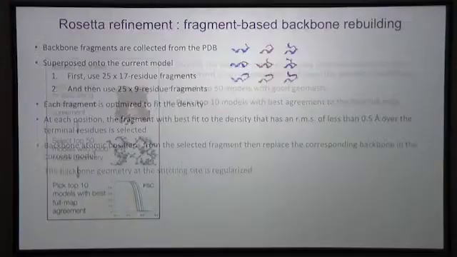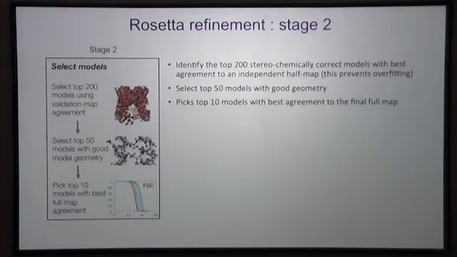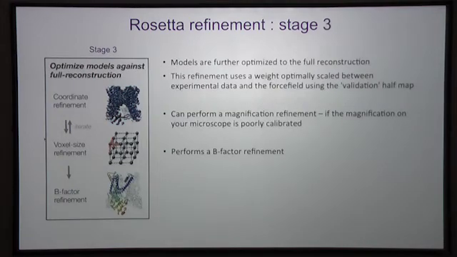And so they fit that first to half map 1, but then they evaluate the fit to half map 2. And the idea here is that you prevent overfitting. And you then select the fragments that fit the density best, and also that have good geometry, and then you refine these against the full map.